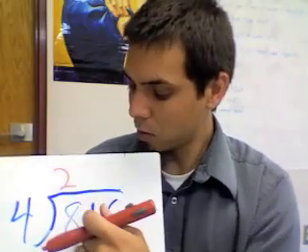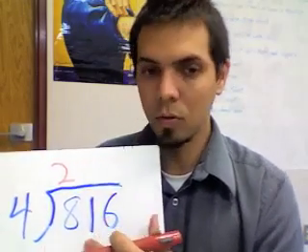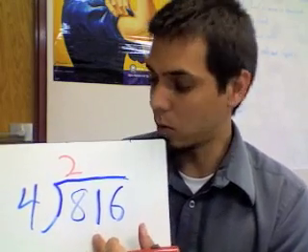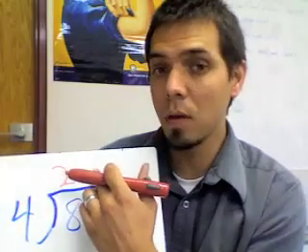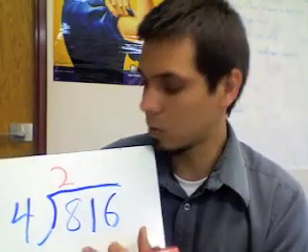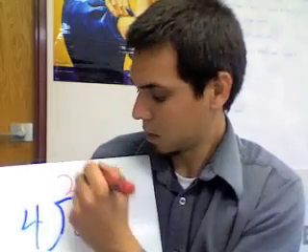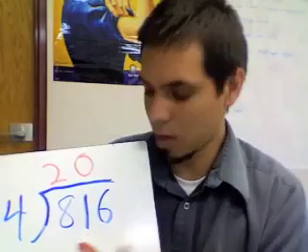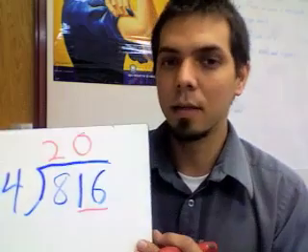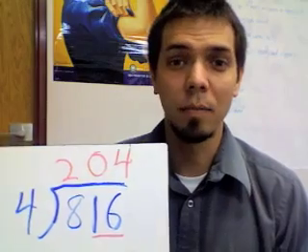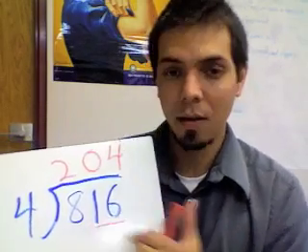Now we've got our 4, we've gone into the 8, the 4 is going to go into the 1, but 4 can't go into 1 because 1 is too small. Alright, since it's in the middle, we still have to put that 0. So the 4 goes into the 1 0 times, and there's 1 left over. So now we're going 4 into 16. 4 goes into 16 4 times, and we're done. Alright, so try and avoid that mistake there.